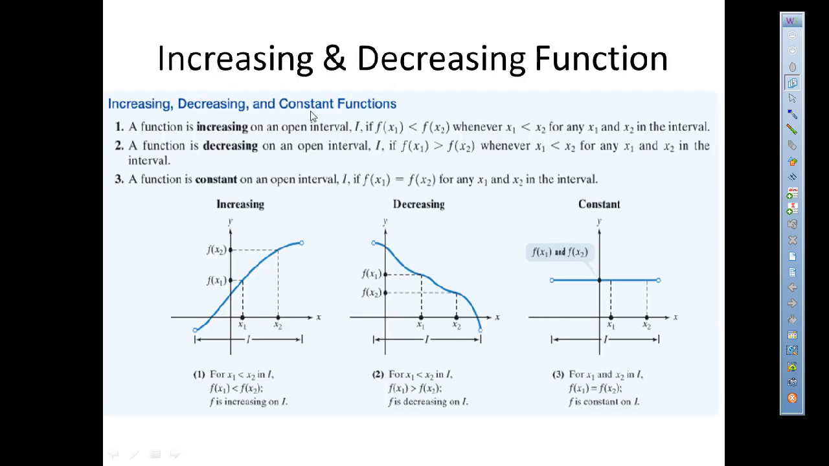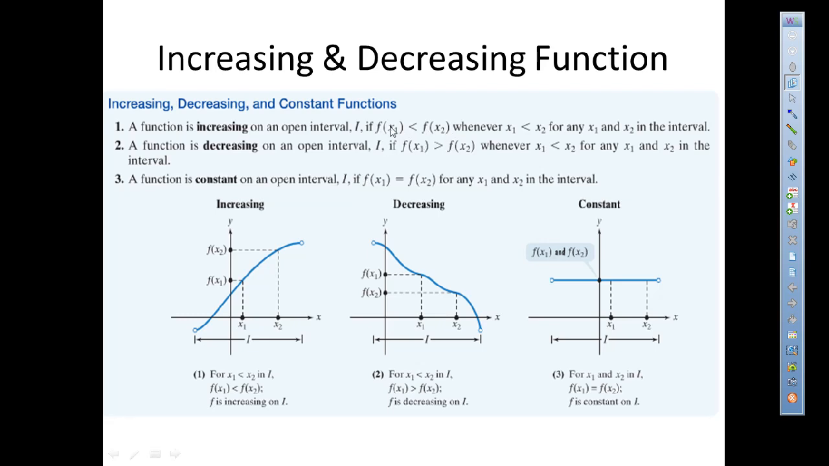Alright, starting off with a very easy concept, a function that's increasing, decreasing, or constant. So the function is increasing on an open interval I if f of x sub 1 is less than f of x sub 2 whenever x sub 1 is less than x sub 2 for any x1 and x2 in the interval. All this is saying is if we have an x1 that's going to be less than x2, in other words x2 is bigger than x1, then f of x1, f of the lower x value, must be less than f of the upper x value.